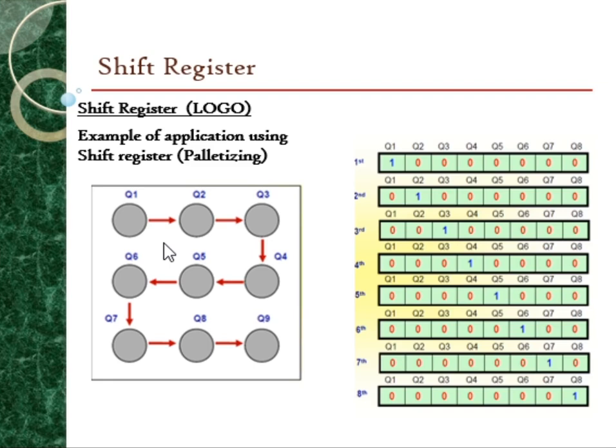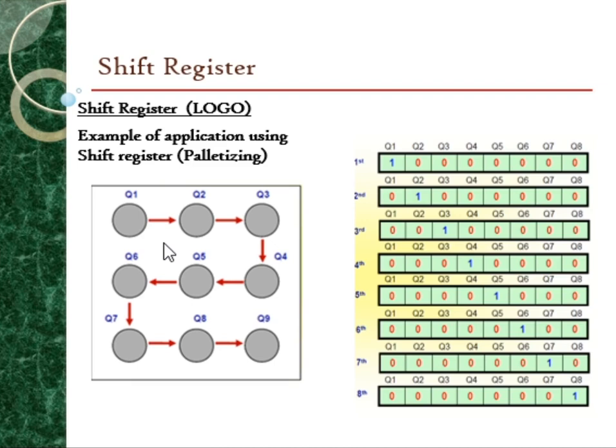So they want to count. Instead of counting, they actually can use a shift register. Because in a palletizing process, when the maximum number of items has been identified by the system, it will hold the system for a certain time to wrap or stack the items first before it lets another batch come in. Therefore, it will use a shift register to monitor this activity.